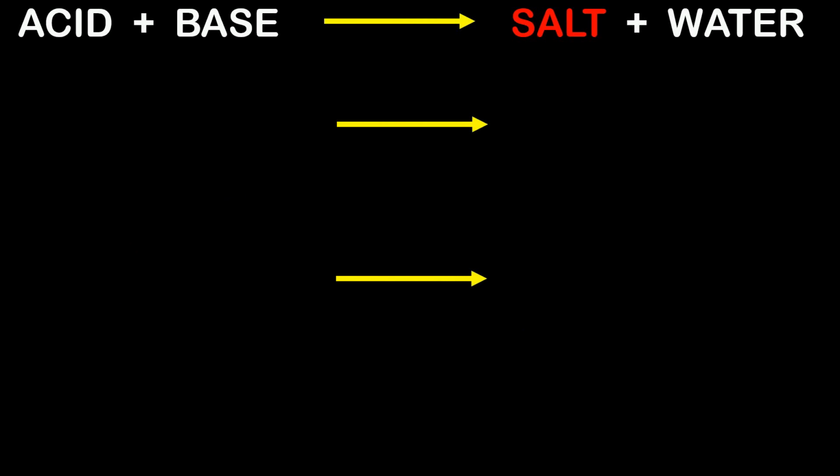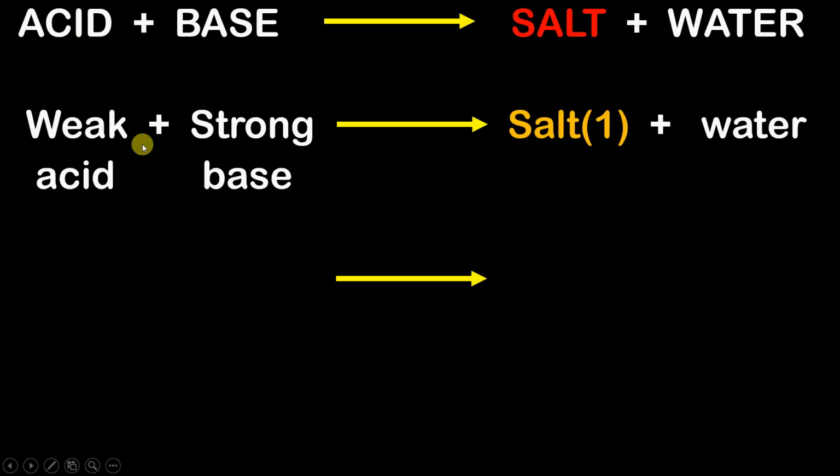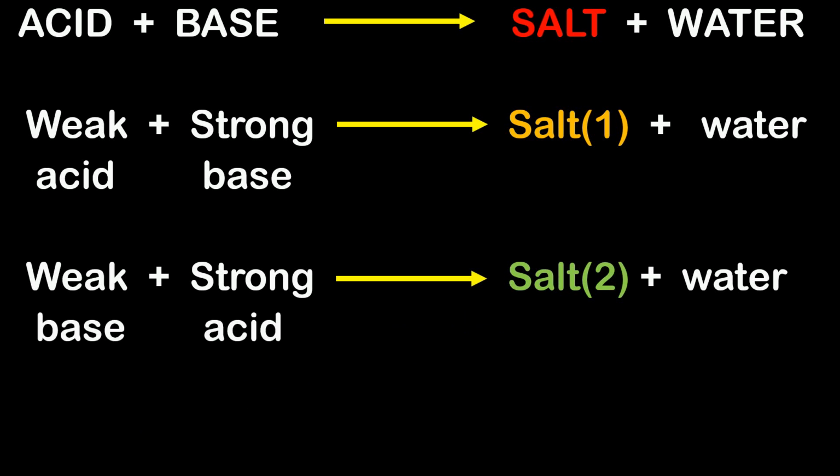Now there can be 4 different combinations of acid and base. For example, we can have a weak acid reacting with strong base to give us, let's say, salt number 1 plus water. Or we can also have another combination of a weak base reacting with strong acid to give us, let's say, salt number 2.